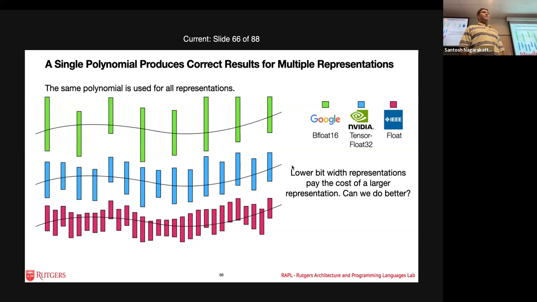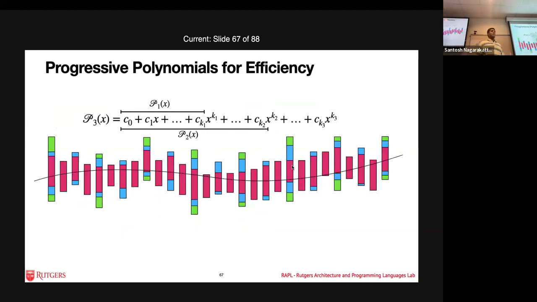Can we do better? And this is where we propose progressive polynomials. A single polynomial produces correct results for all representations and all rounding modes. And then if, let's say, Rich is excited about his 8-bit representation, he just uses the first few terms of the polynomial, and his polynomial evaluation is much faster. We call such polynomials progressive polynomials.